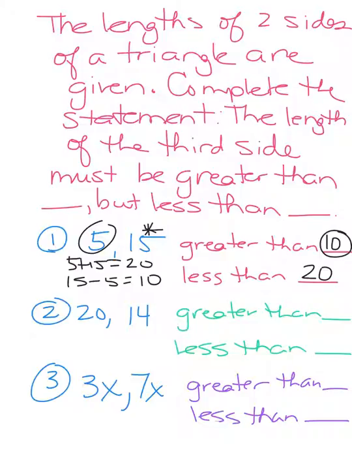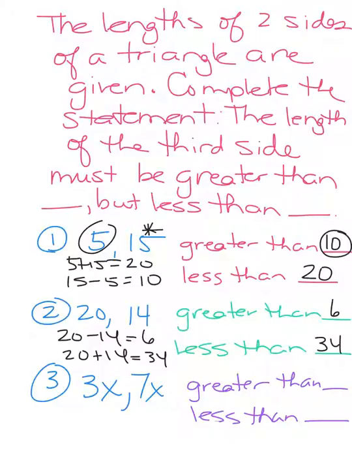Let's do the same thing for number 2. When I subtract these values, I get 6, and when I add these values, I get 34. So I know that my measurement of my third side has to be greater than 6, but at the same time has to be less than 34 in order to form a triangle with the 3 given sides.